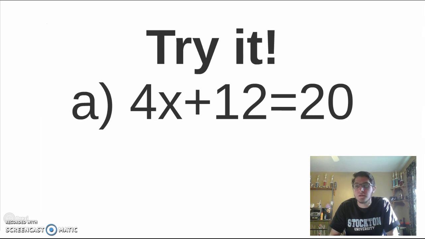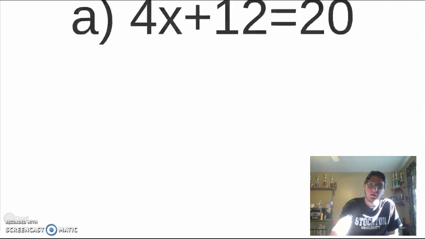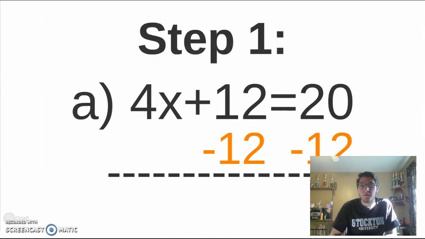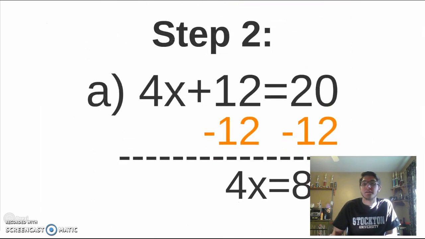Where do you think we start? Right, subtracting 12 from both sides. Both sides, again, stays the same. So, 4x plus 12 equals 20. You're going to subtract 12 from both sides. So, it's going to cancel out. The 4x plus 12, the 12 will cancel out and leave you with just 4x. 20 minus 12 leaves you with 8. So you're going to end up with 4x equals 8 because of the canceling.